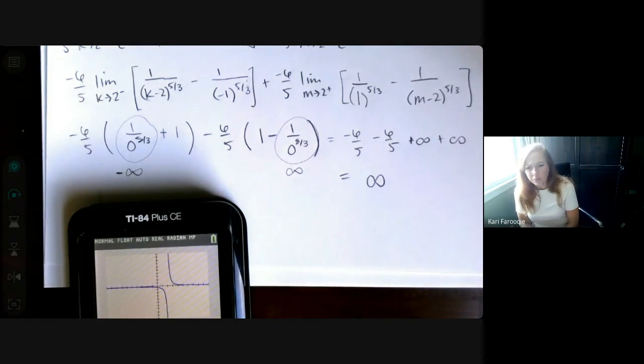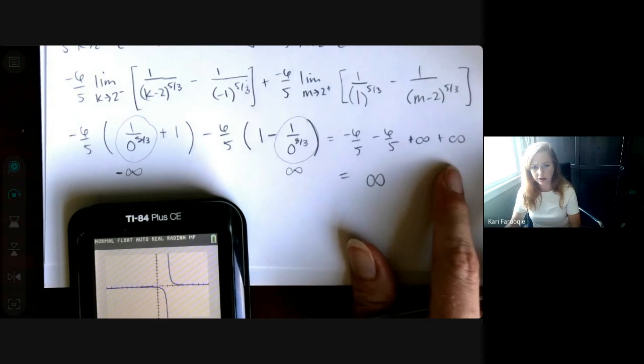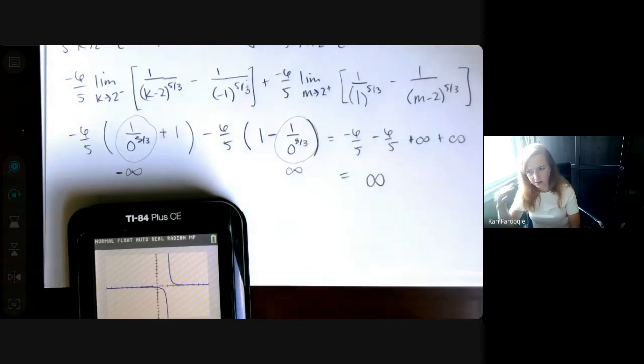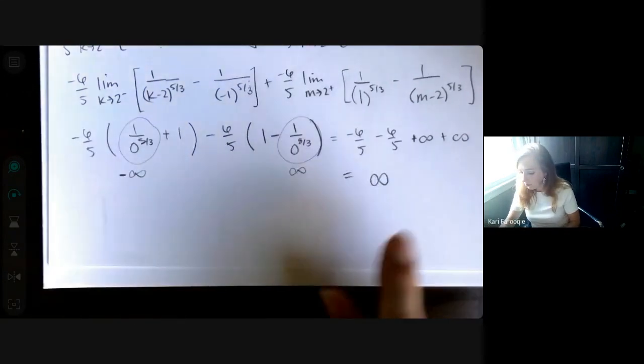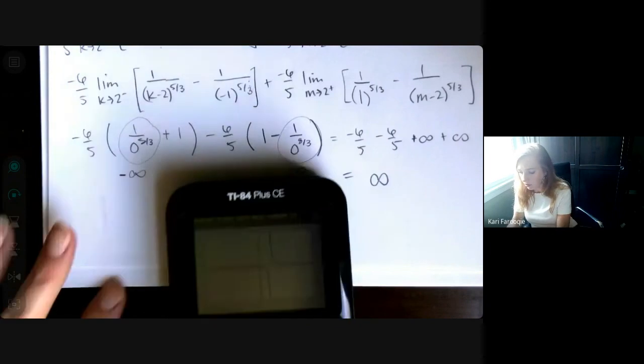You should not end up getting some weird situation where you have infinity minus infinity and then somehow saying that results in 0, because it doesn't. So be careful there and look at your signs. If you get to the end and you realize, wait a second, I have infinity minus infinity, that's an indeterminate form, and you can't have that. So make sure to double check. If you need to, look at the graph.